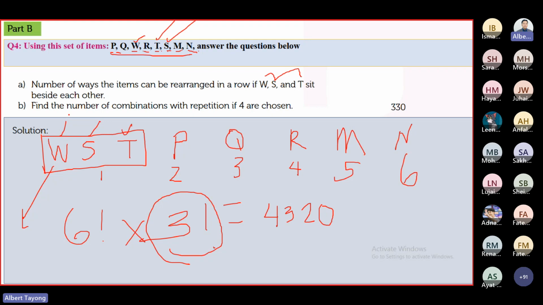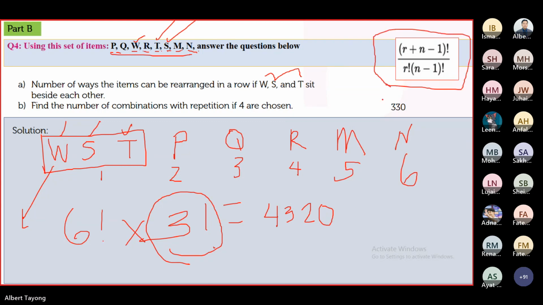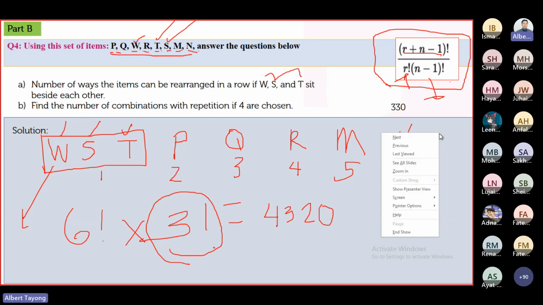Now for the second question, find the number of combinations with repetition if 4 are chosen. Okay? So what are we going to do? We have to use this formula. Formula will be given. R plus N minus 1, the whole quantity factorial, over R factorial times the quantity of N minus 1 factorial. Quantity means one group. When I say quantity, this is one group. Okay, so let's solve.